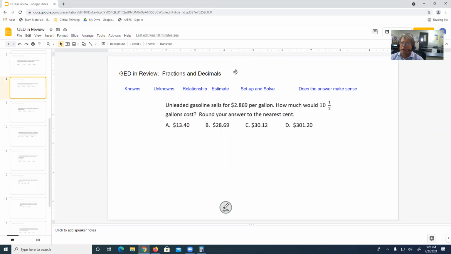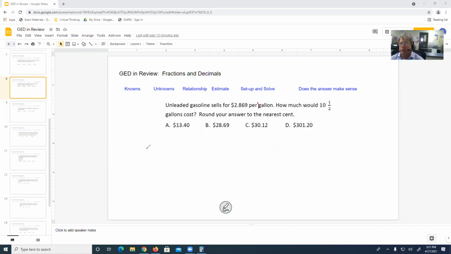So another question we have again is, unleaded gasoline sells for $2 and basically about 87 cents if I round it there. How much would 10.5 gallons cost? Round your answer to the nearest cent. So again, if I read that more carefully, unleaded gasoline sells for $2.869 per gallon. Per gallon means 1 gallon. How much would 10.5 gallons cost?